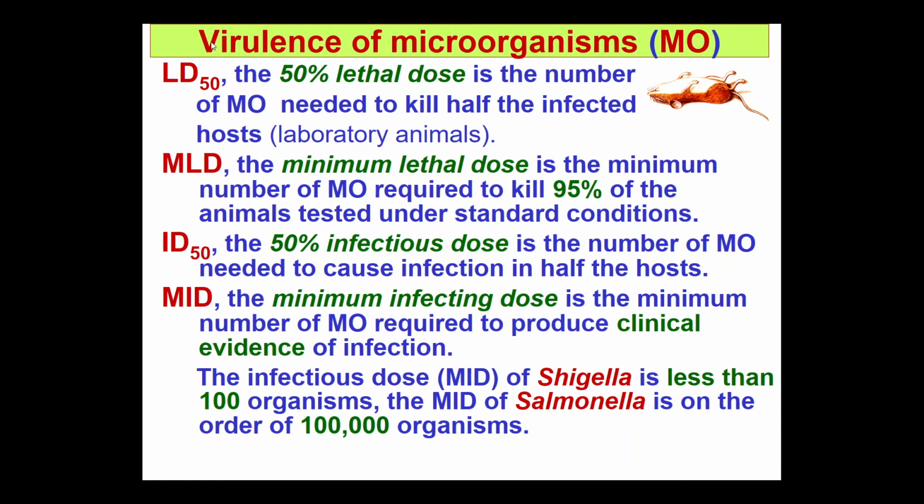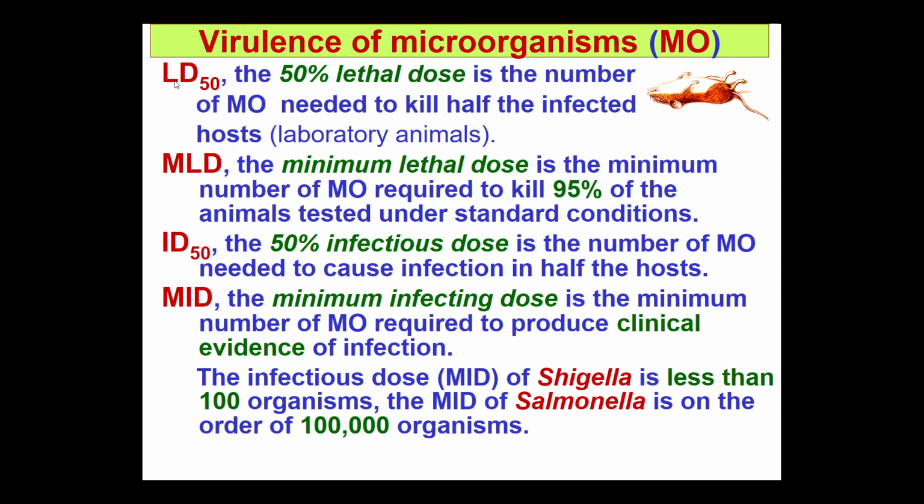Now about measuring the harmfulness, measuring the virulence of microorganisms. Virulence of microorganisms is a quantitative characteristic of the capacity of strains to cause disease. Here you see four indices that were introduced in the measurement of the virulence of microbes. First, LD50. This is the lethal dose 50%. This is the number of microorganisms needed to kill half the infected hosts, laboratory animals.